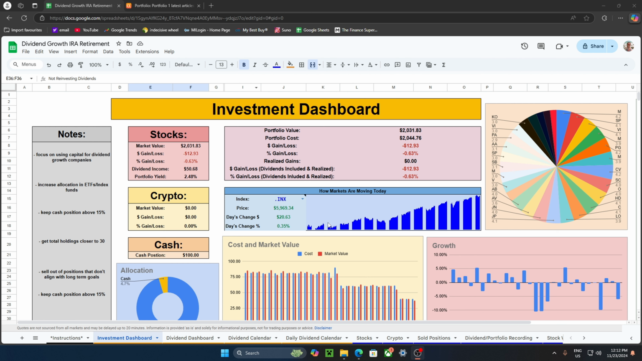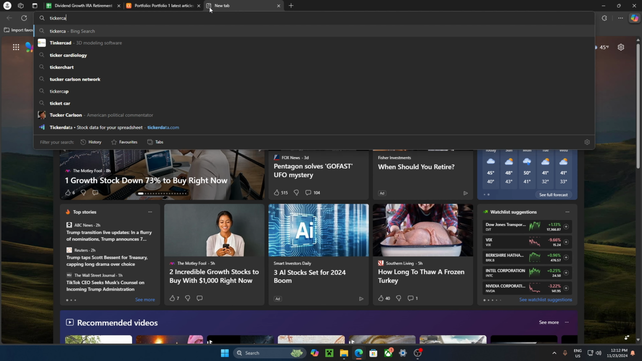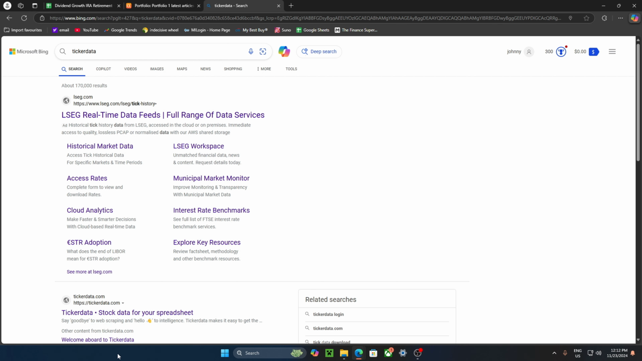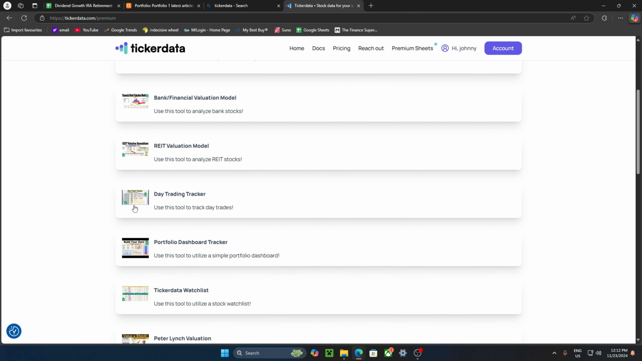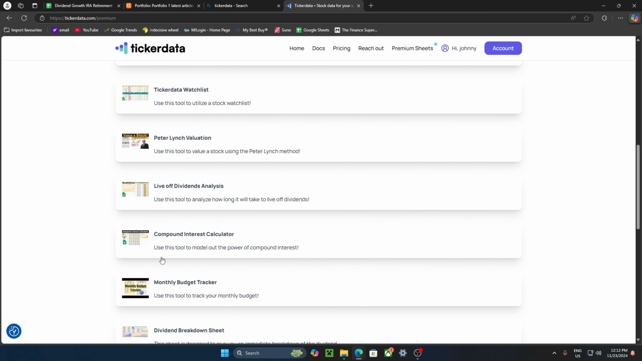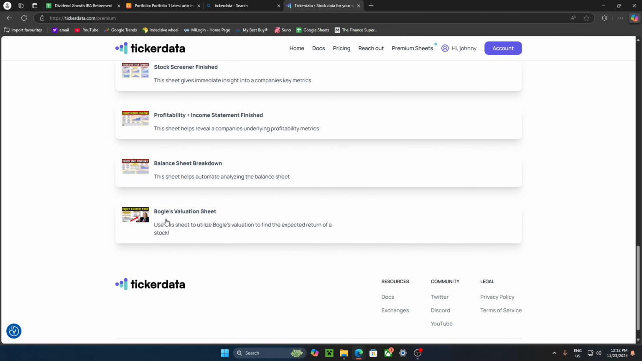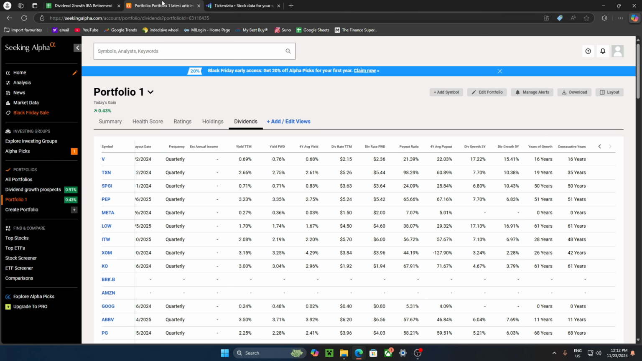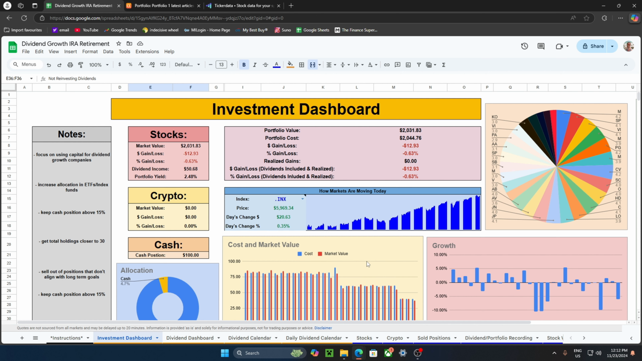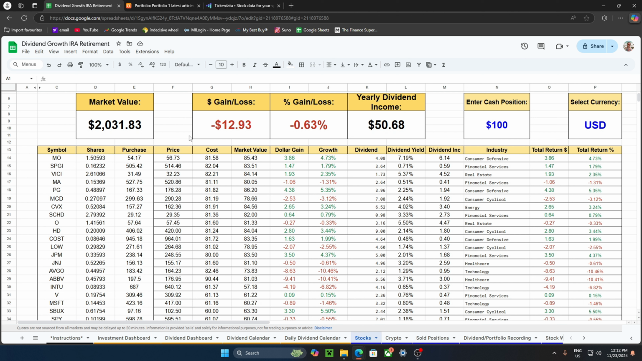I'm running a Google Sheet tracker that I got from Ticker Data. Ticker Data is very cool. They have these sheets that you can use to track whatever you're looking for. They've got valuation models, stock analyzers, but I'm just using this portfolio tracker. I really like this tracker because you can see everything in a simple manner. It's all right there in front of you. It's pretty nice. I like it.